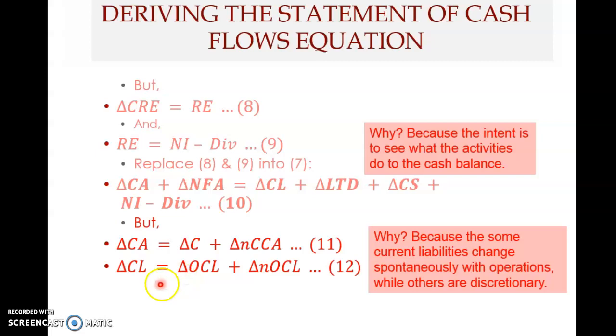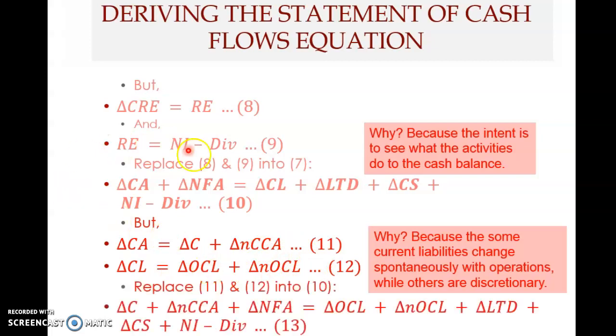Okay, so that is why we have done that. We separate these current liabilities into two: operating current liabilities and non-operating current liabilities. Alright, so therefore we replace that into equation 10. These two, here we replace this, and also here, therefore we get this change in cash plus change in non-cash current assets. Then this we retain from above. This is change in operating current liabilities plus change in non-operating current liabilities. So we replace this with these two. The rest remain the same. And therefore we get equation 13.